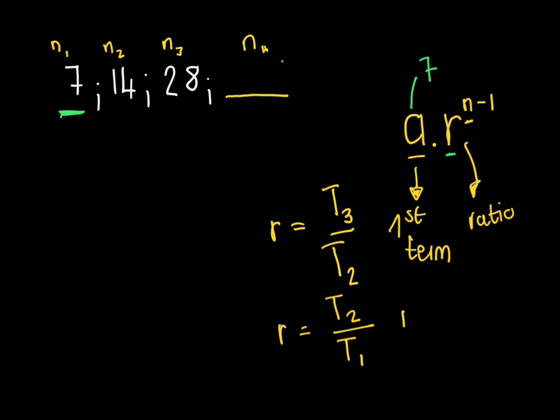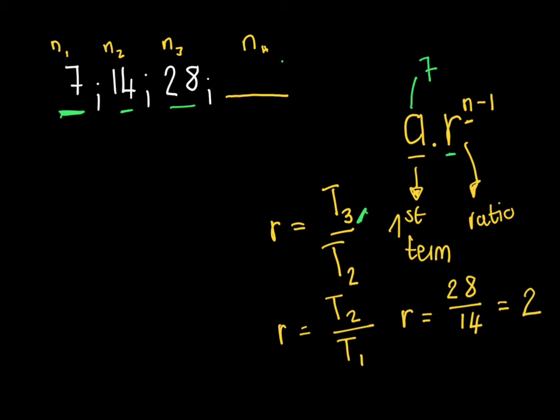Okay, so let's just have a quick look. R is going to equal, if we look for term 3 over here, we know that term 3 is 28. So we're going to have 28 divided by our term 2, which is 14. So we're going to have 28 divided by 14, and that will give us 2, exactly.